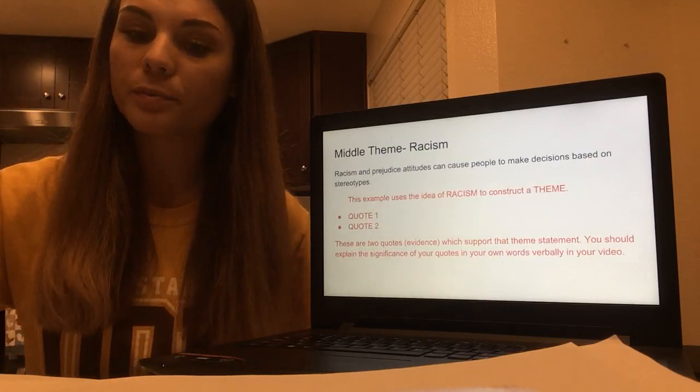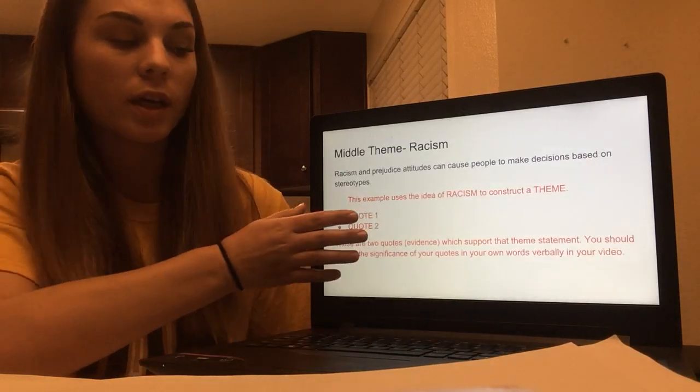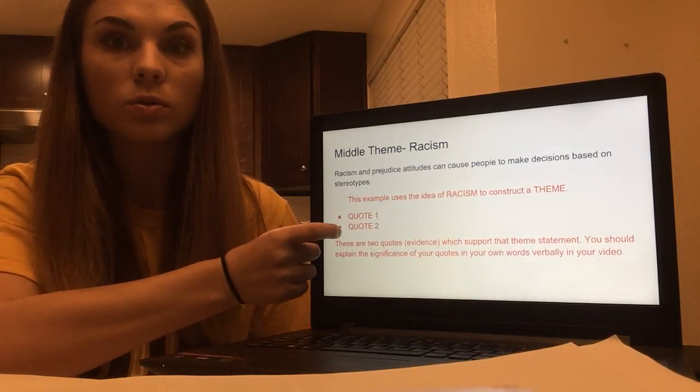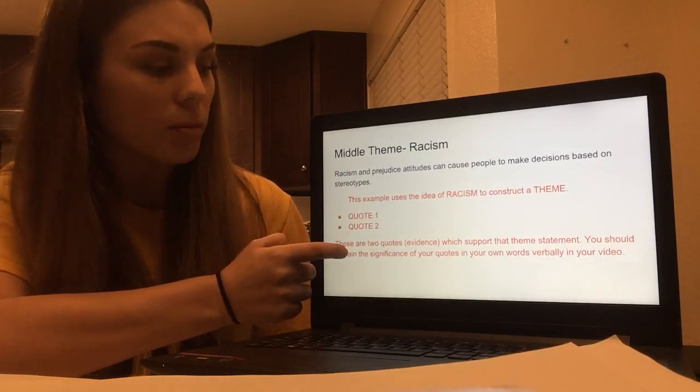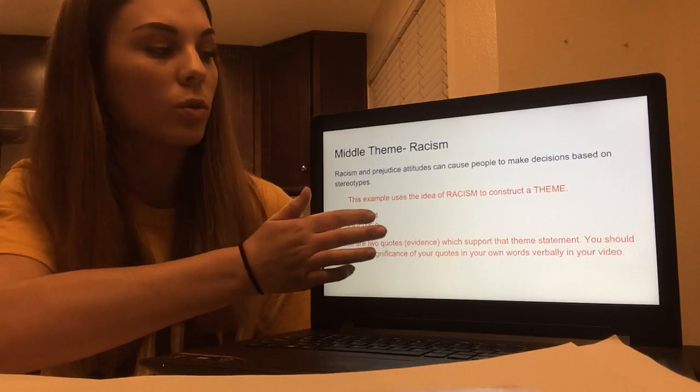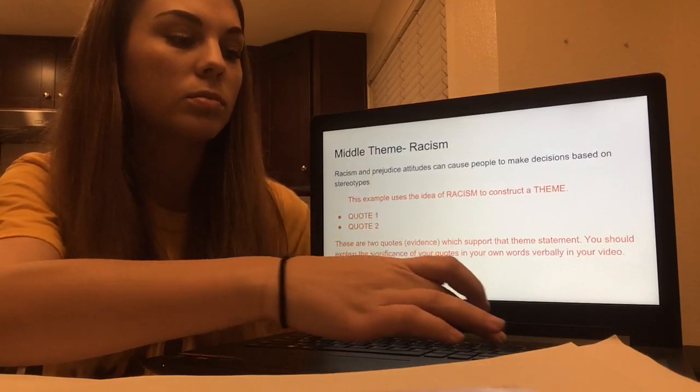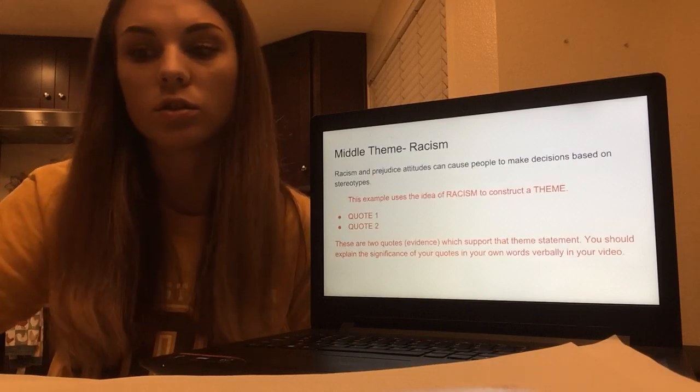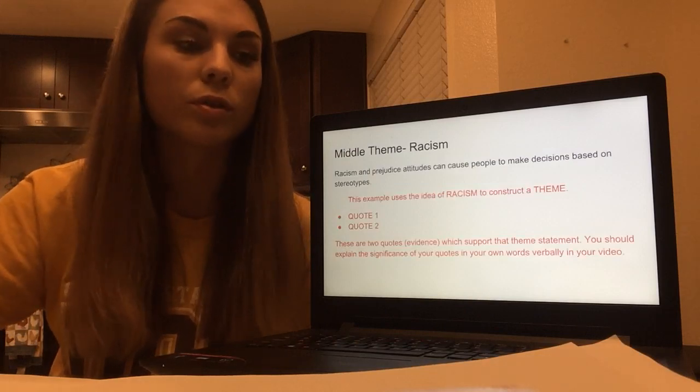So, again, on this one, you guys need your quotes still, and then you would give your commentary as to why those specific quotes prove that theme statement. What I just did right now is I just summarized that part of the book for you.